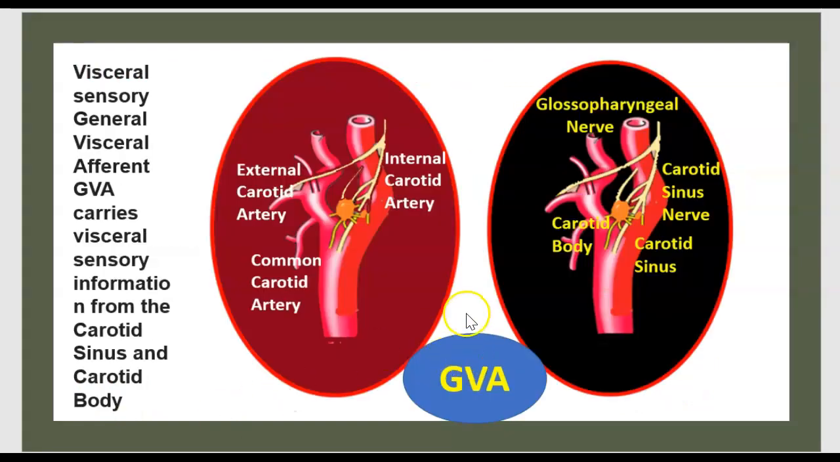GVA for carotid sinus and carotid body. Here the internal carotid artery, here the external carotid artery, here the common carotid artery, and the carotid sinus is between the internal and external carotid artery, and the carotid body is lower here. Visceral sensory: general visceral afferent GVA carries visceral sensory information from the carotid sinus and carotid body.